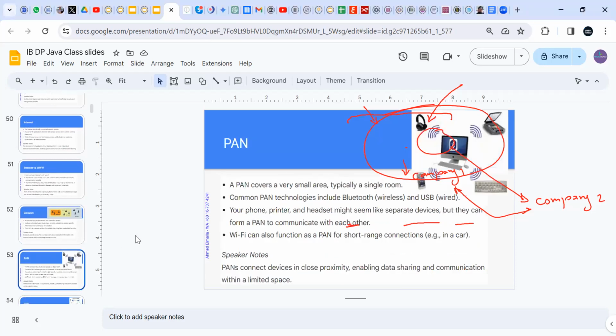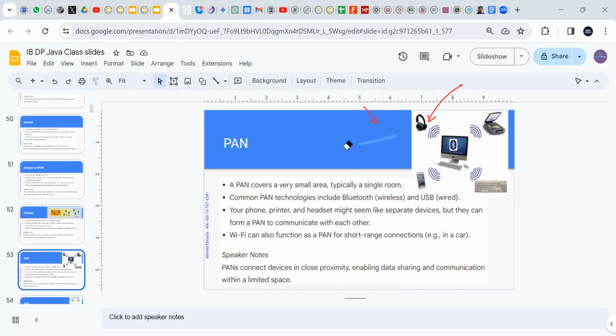So now we move to PAN. Did you hear about it before? A PAN, yeah, personal area network. Okay. So if we are using Bluetooth to connect devices in a small room or small area, that is what we call PAN. And either using Bluetooth or even wireless in a small area or in a car is also an example of that. Okay. Yes.